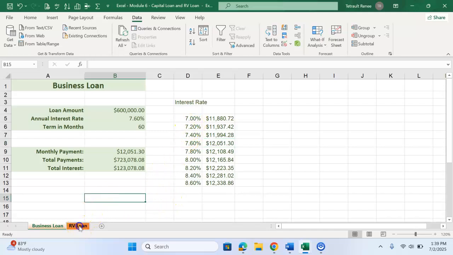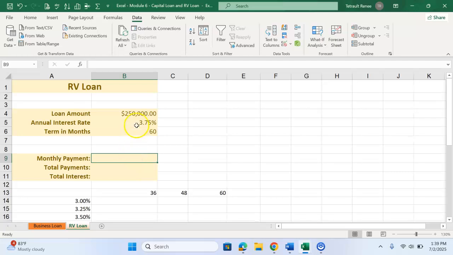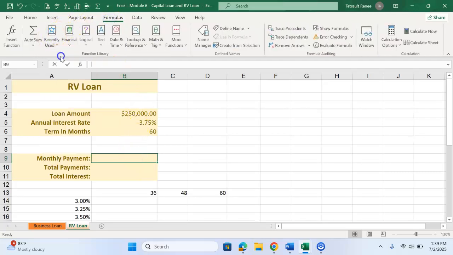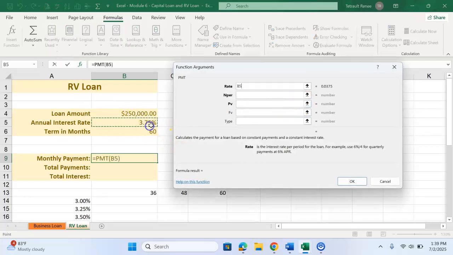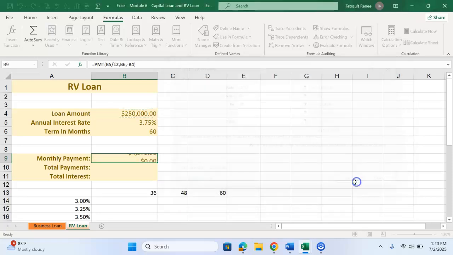All right, now we'll move on to the RV loan, and we'll do the same thing. Monthly payments, so formulas, recently used, PMT. The interest rate is a little lower, divided by 12. Number of payments, it's also for 5 years. The present value is a little lower, $250,000. And you can see that it's $4,575, which is quite a large monthly payment.